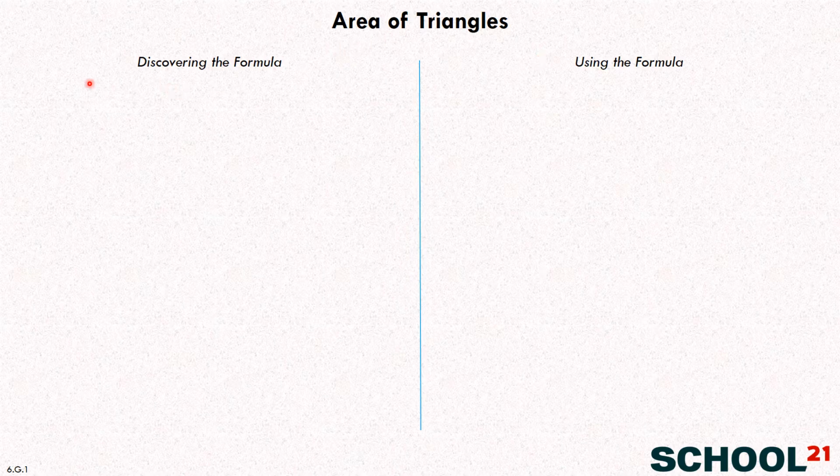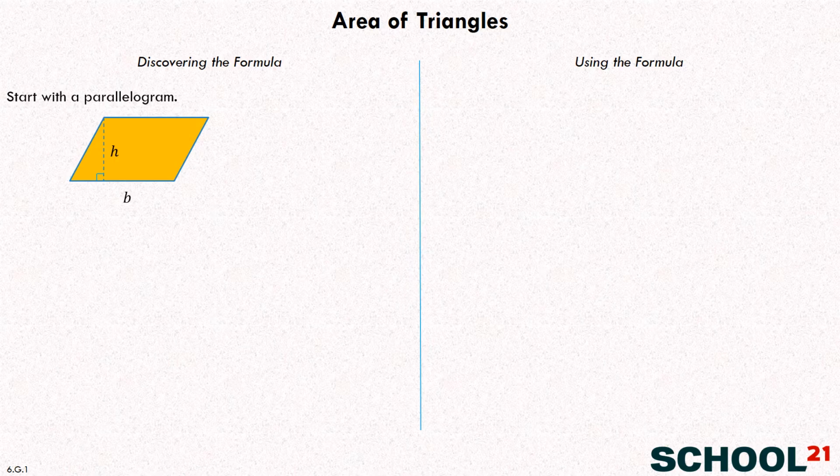So let's start off actually with not a triangle, but with a parallelogram, and it'll make sense why we're doing that. So we already know the area of a parallelogram has a formula. What's the formula for the area of a parallelogram with a base of b and a height of h? Base times height. So the area of a parallelogram equals bh.